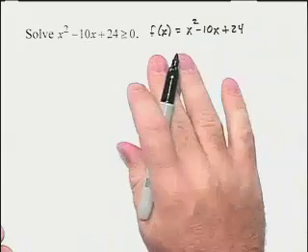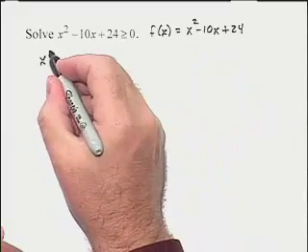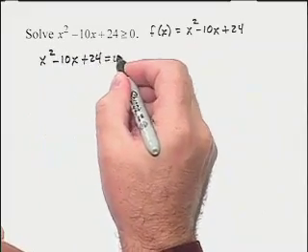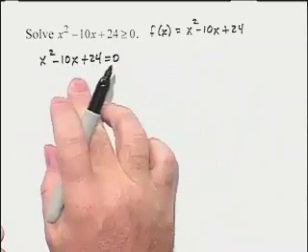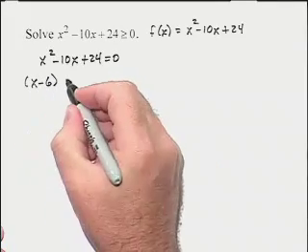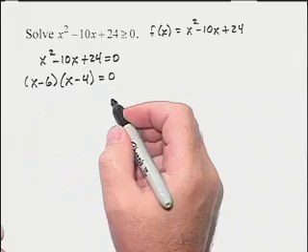To do that, we'll start off by finding where f of x is equal to 0. That is, we'll solve x squared minus 10x plus 24 is equal to 0. This is a quadratic equation. We can factor this left side. We'll have x minus 6 times x minus 4 equal to 0.